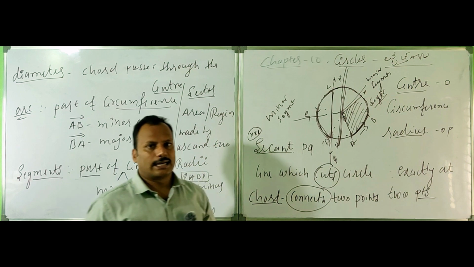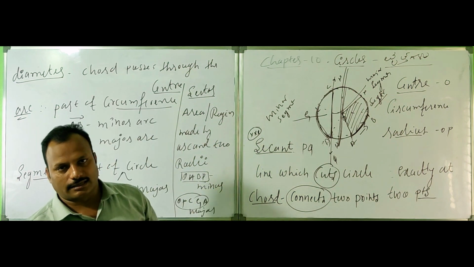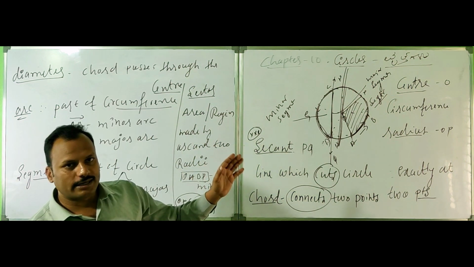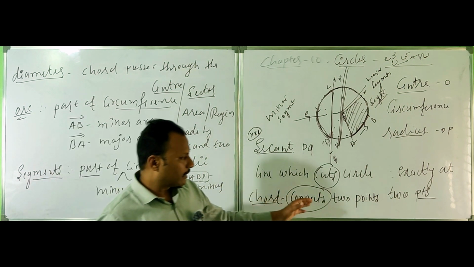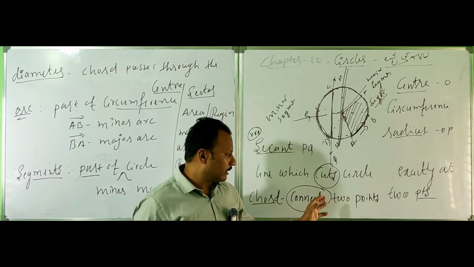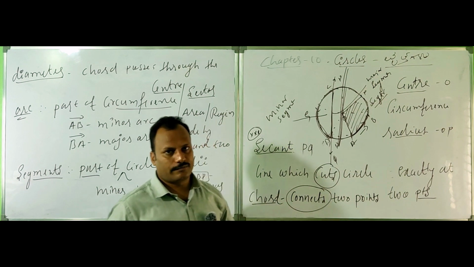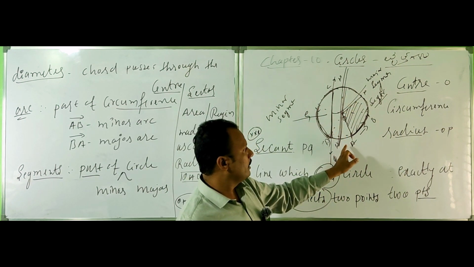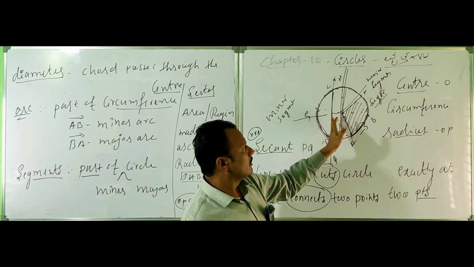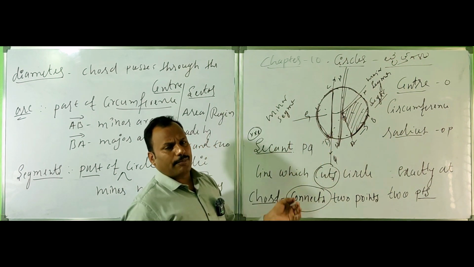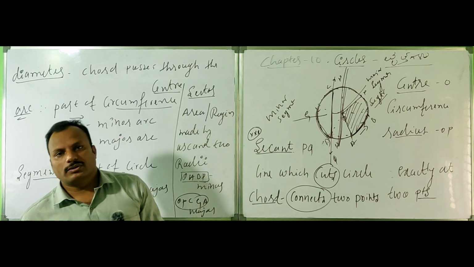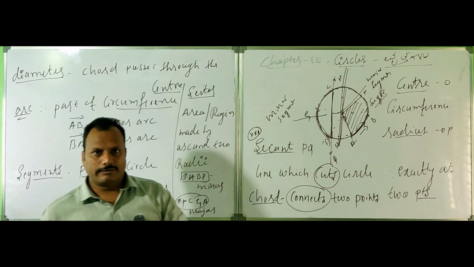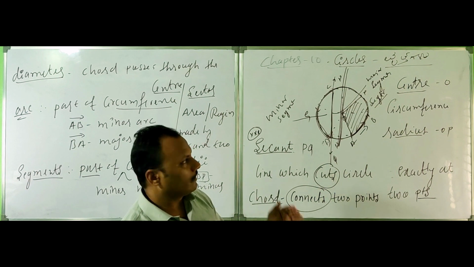The chord is the part of the secant where two points on the circle are connected. A chord connects two points on a circle. CD, this one is again PA, whatever it may be. Any line segment drawn between two points on a circle, very important, is called a chord.